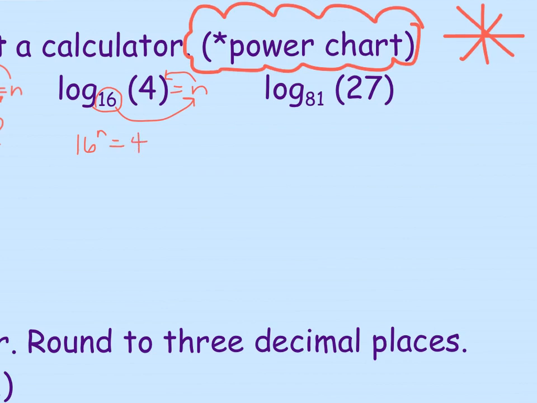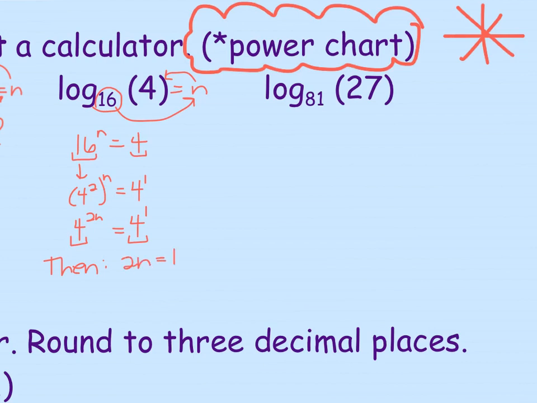So how do we make a base smaller? Well, something we could do is find a connection between 16 and 4. 16 is the same thing as 4 squared, and you get that from the power chart. And then we have that n on the outside. 4 is the same as 4 to the first power. So on the left-hand side, we have 4 to the 2n, and on the right-hand side, we have 4 to the first. So if the bases are the same on each side, then the exponents also have to be the same. 2n would have to equal 1.